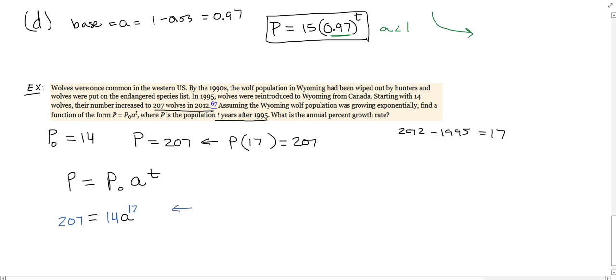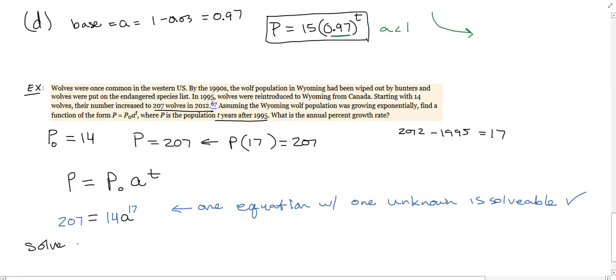So notice you have one equation and one unknown. I'm just pointing this part out. This is an algebra fact for you. One equation with one unknown value is solvable. So if I would have had two unknown values, I would have needed two equations. So this is solvable. So that means we're good to move forward. Okay. So what we're going to do is solve for the only remaining variable, which is a.